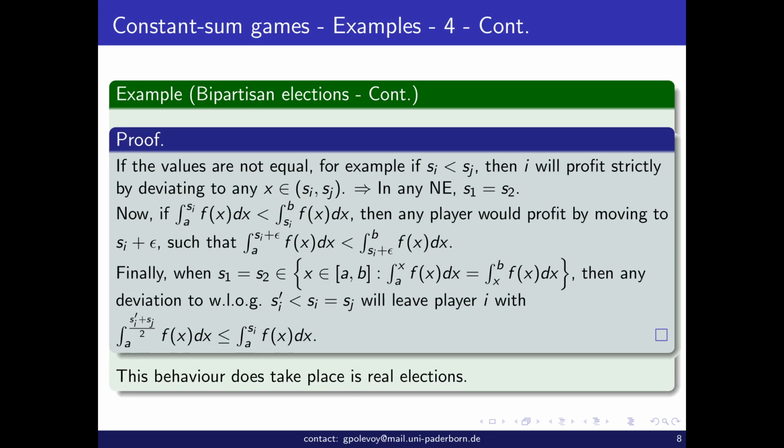Now, if they're at the same point, but the integral of f between A and that point is smaller than the integral between that point and B, it's the same, of course, if it's bigger. Let's just assume that it's smaller, and then we see that it's not an equilibrium. Then any player can move a little bit to the right, such that the integral to the left from A to Si plus epsilon is still a bit smaller than the integral from Si plus epsilon to the right border.